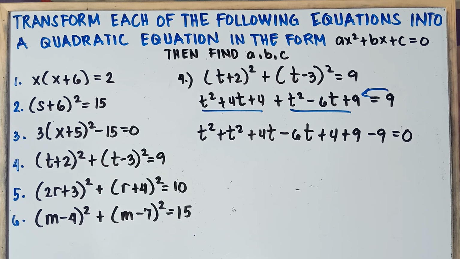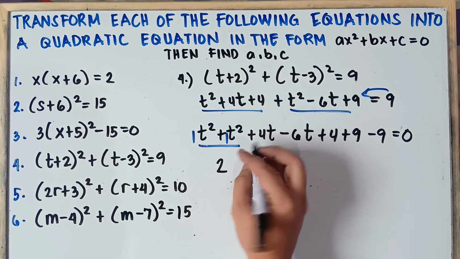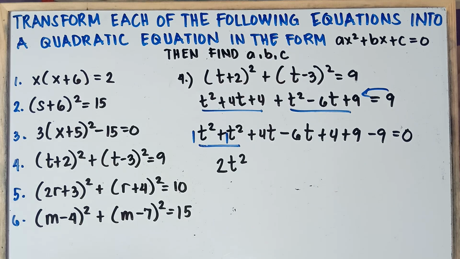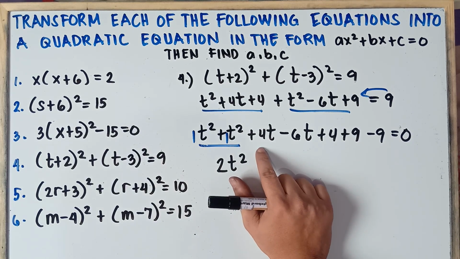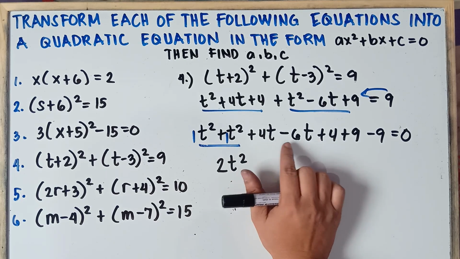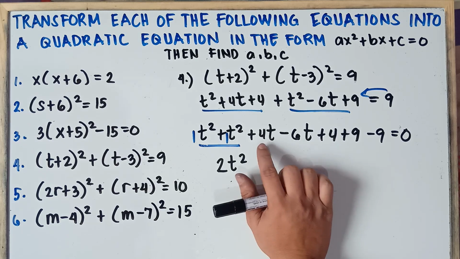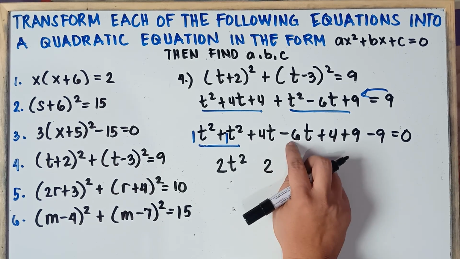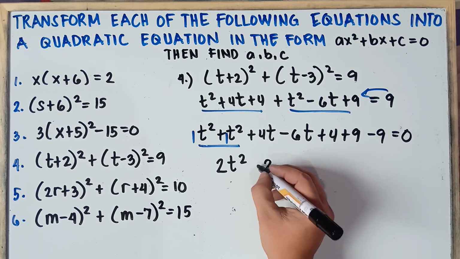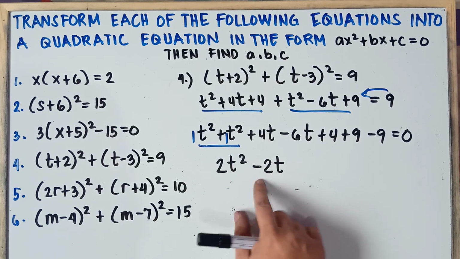And then combine like terms, class. So t squared plus t squared, understood that there's 1 here. So 1 plus 1, that's 2. Then copy t squared, so 2t squared. And then this one, positive 4t minus 6t. If the signs are not the same, we have positive 4, negative 6, subtract, and then copy the sign of the larger number. 6 minus 4, that's 2. Now 6 is greater than 4, so we copy the sign. Negative 2, then copy t. Positive 4t minus 6t is negative 2t.